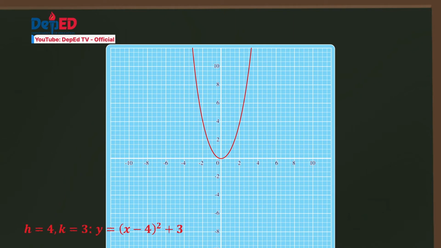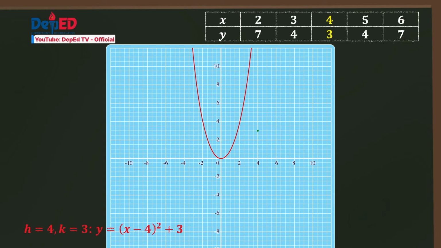If h is equal to 4 and k is equal to 3, the equation describing the function is y equals the square of the binomial x minus 4, plus 3. Aside from the vertex (4, 3), we may include the following points to sketch the graph. We have (2, 7), (3, 4), (5, 4), and (6, 7). This curve is the same curve that represents the parent function, but is just shifted 4 units to the right and 3 units upward.